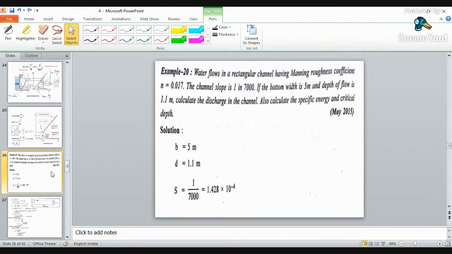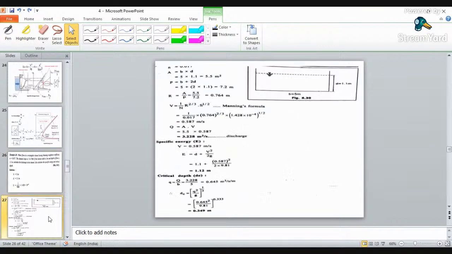If you are given the Chezy's constant, then definitely you have to use Chezy's formula. Here you are given the Manning's constant, that is n. So you have to use the formula of Manning, that is 1 by n R to the power 2 by 3 S to the power 1 by 2. Put all the values which are given to you. You will get your velocity as 0.587 and discharge will be area into velocity. So discharge is coming out as 3.228 meter cube per second.